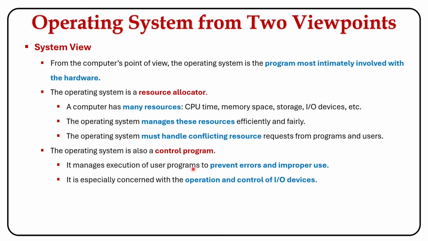The operating system is especially responsible for controlling the input and output or I/O devices. For example, keyboard, mouse, monitor, printer, hard disk, USB devices, and so on. Whenever an application needs to read data from the keyboard or print a document on a printer, it communicates with the operating system. The operating system then controls the hardware and completes the requested operations.